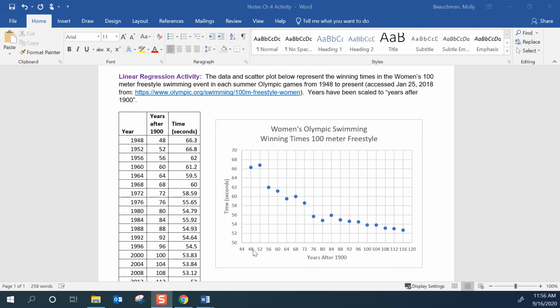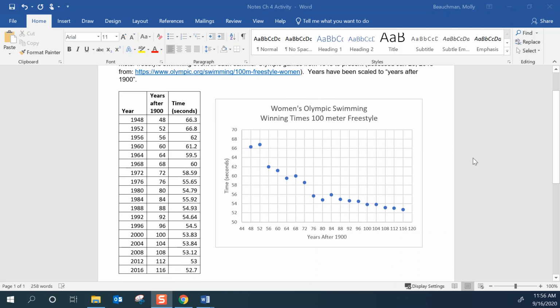So the data and scatter plot below represent the winning times in the women's 100-meter freestyle swimming event in each Summer Olympic Games from 1948 until now, and it's accessed from the website. Years have been scaled to years after 1900. So let's take a look at the scatter plot.